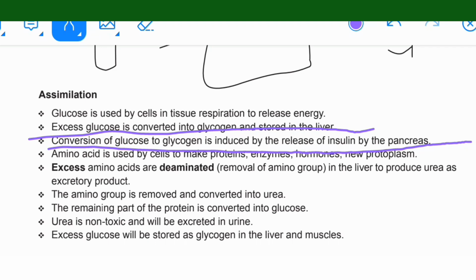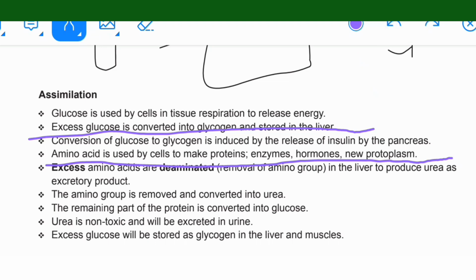Then amino acid is used by cells to make proteins, enzymes, hormones, and new protoplasm. You can see that's one of the things we talk about, protoplasm synthesis and the growth of the cell. That's one of the functions of proteins. So amino acid is used by cells to make proteins, enzymes, hormones, and new protoplasm.